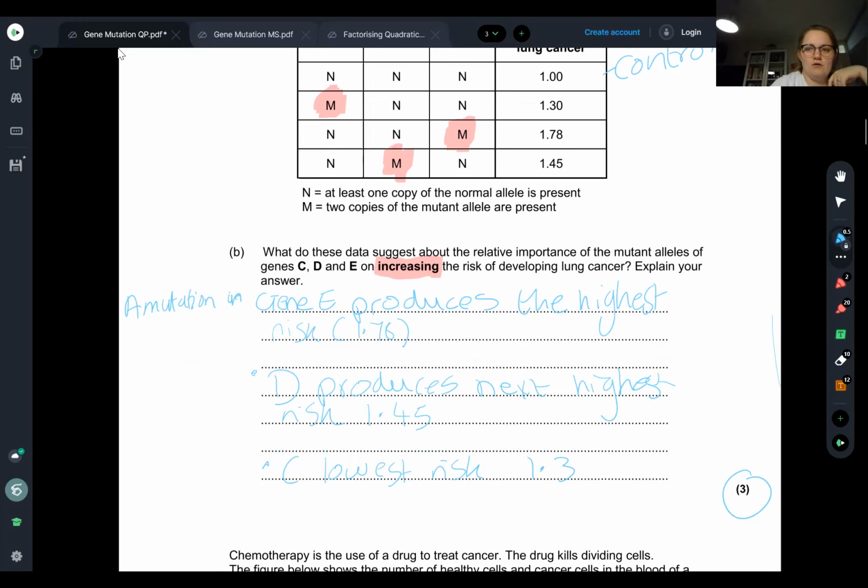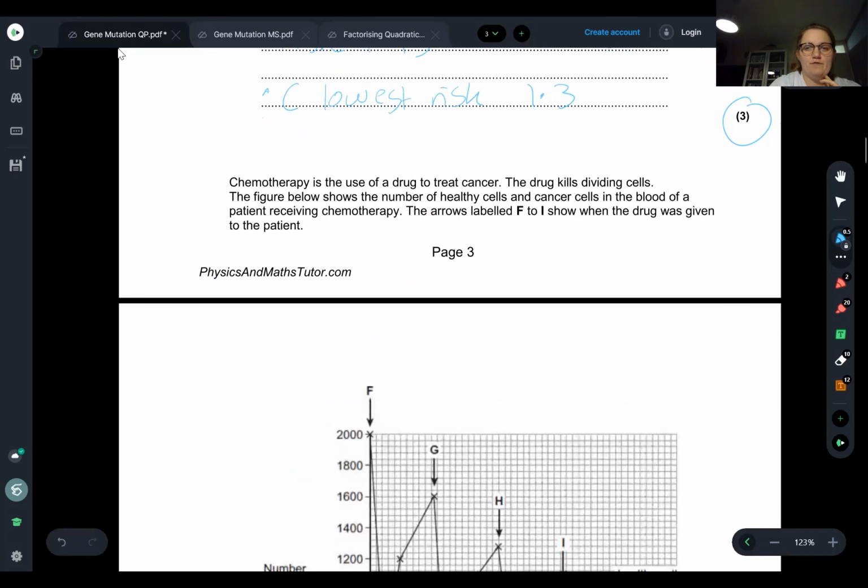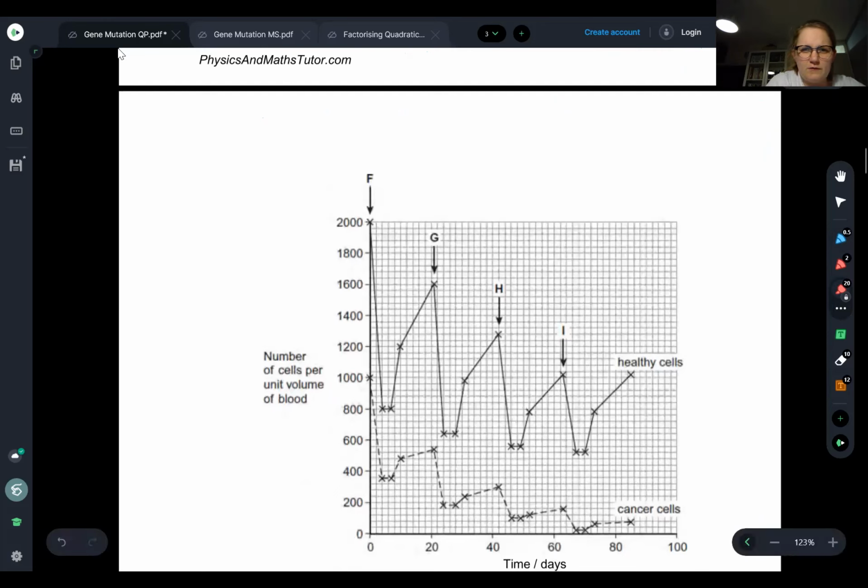So if we look at the next part of the question, chemotherapy is the use of a drug to treat cancer. The drug kills dividing cells, and the figure below shows, and this is important, let's have a look at what it's telling us, the number of healthy cells and cancer cells in the blood of a patient receiving chemotherapy. The arrows labelled F to I show when the drug was given to the patient. So F to I, this is when the patient was given the drug.